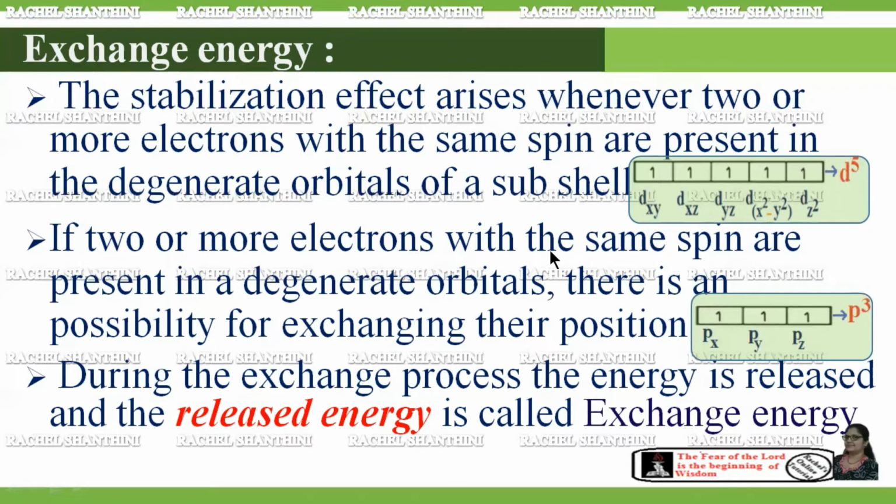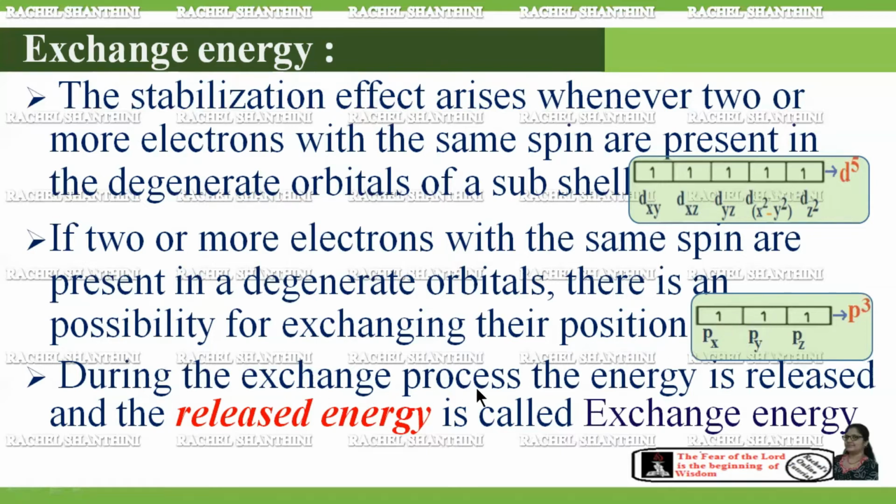If 2 or more electrons with the same spin are present in degenerate orbitals, there is a possibility for exchanging their position. You have to note this point, exchanging their position. They are not pairing up, they are exchanging the position. For example, if the electron in the px orbital moves to the py orbital, then the electron in the py orbital moves its position to the px orbital. Only exchanging takes place here. They are not pairing up. If they have the same spin, then there is a possibility for changing their position.